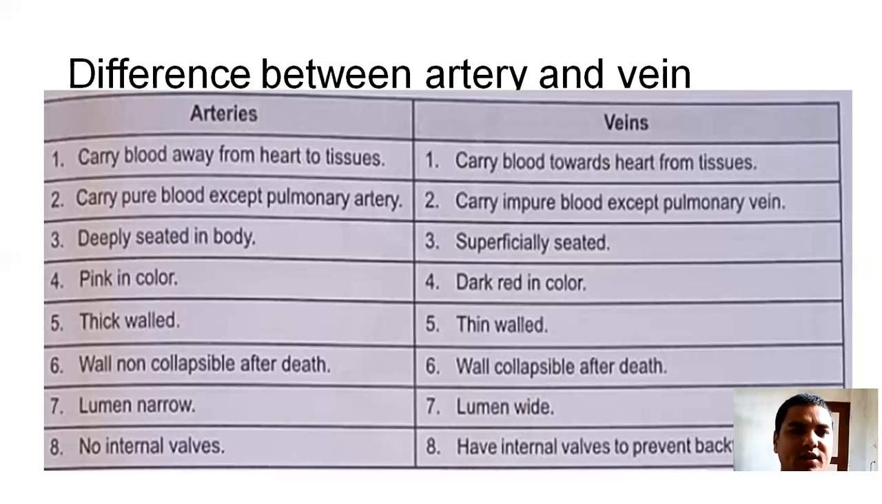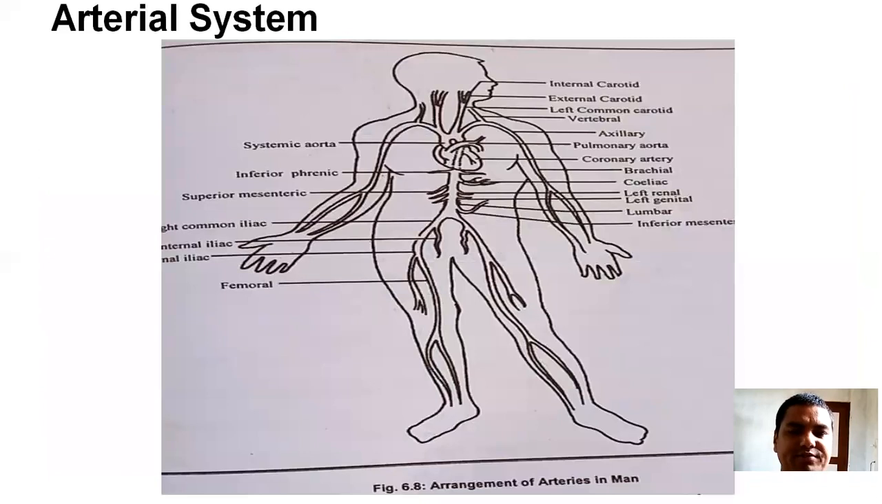Dear students, now let's know about the arterial system. See here in the figure, the arterial system, or the blood vessels, arise from the two ventricles of the human heart. From the right ventricle, the pulmonary aorta arises, and from the left ventricle, the systemic aorta arises. That systemic aorta arises from the left ventricle and is again divided into three branches, which I will explain in the slide.